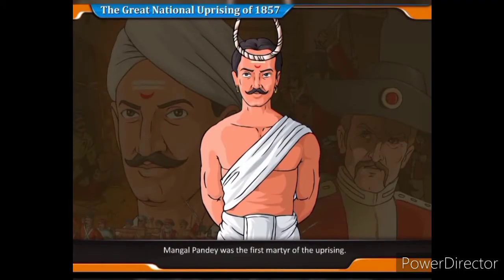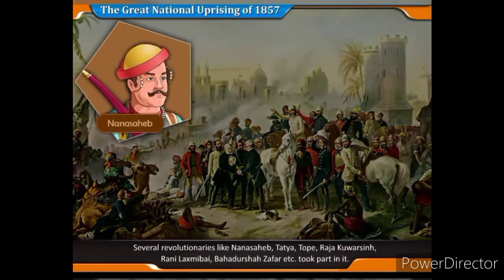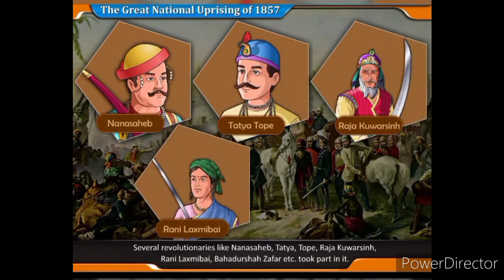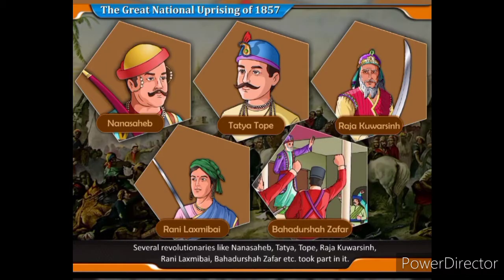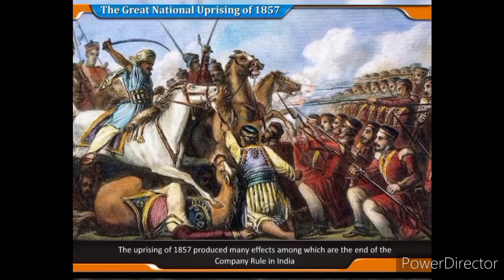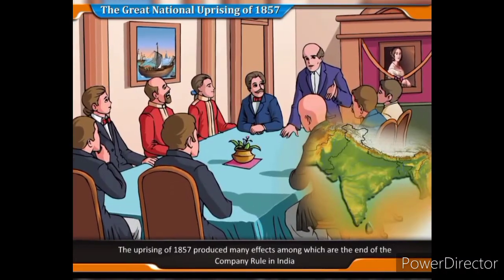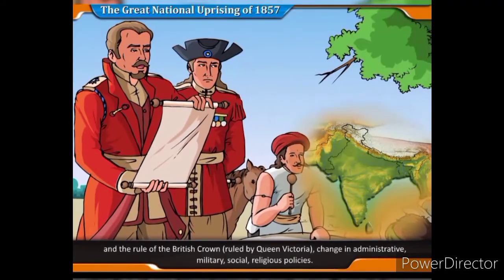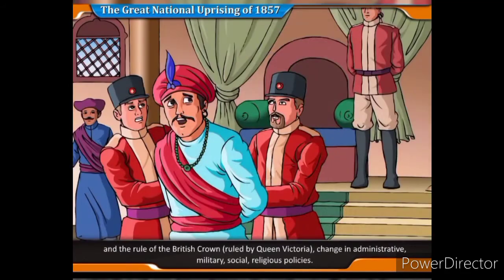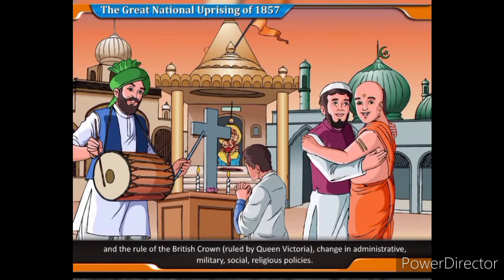Mangal Pandey was the first martyr of the uprising. Several revolutionaries like Nana Sahib, Tatya Tope, Raja Kuwar Singh, Rani Lakshmi Bai, Bahadur Shah Zafar, etc. took part in it. The uprising of 1857 produced many effects, among which are the end of the company rule in India and the rule of the British Crown ruled by Queen Victoria, change in administrative, military, social, religious policies.